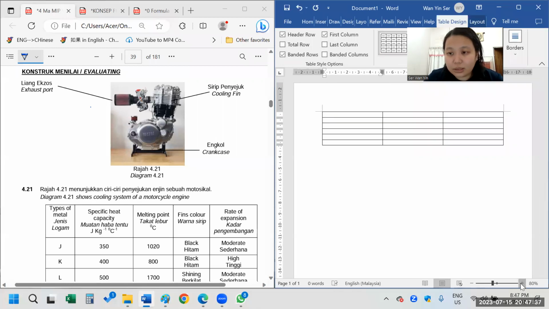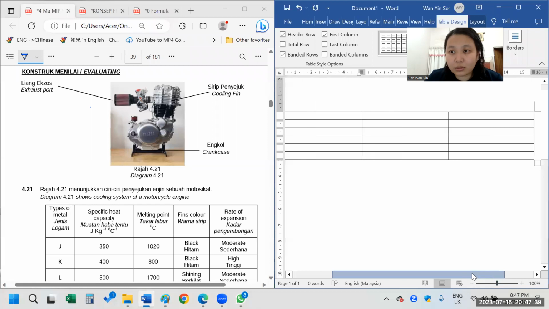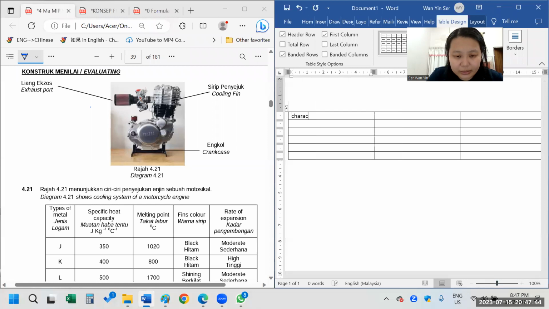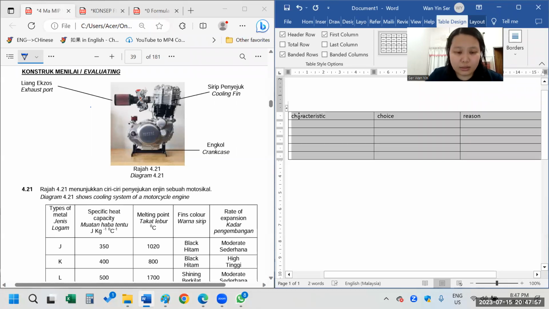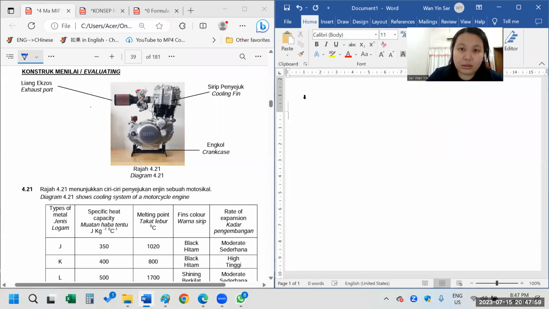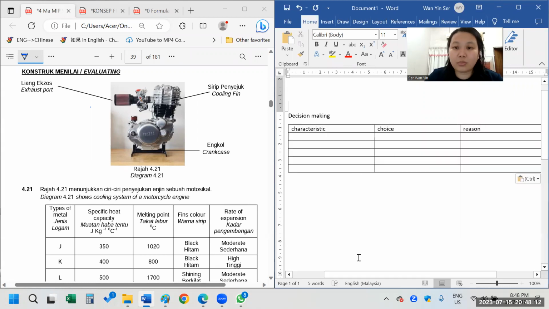Okay, so table like this. You don't write table, you die. Okay, characteristic. And this is choice. This is reason. Okay, this kind of question we call decision making. Okay, then here got small trick.